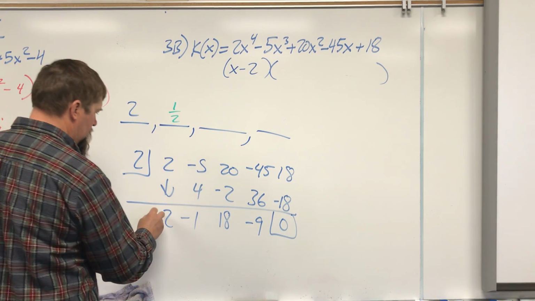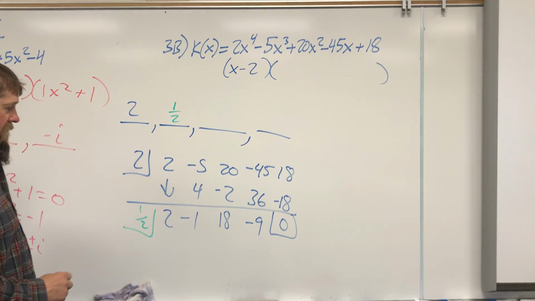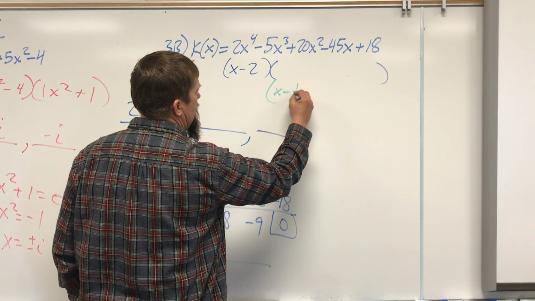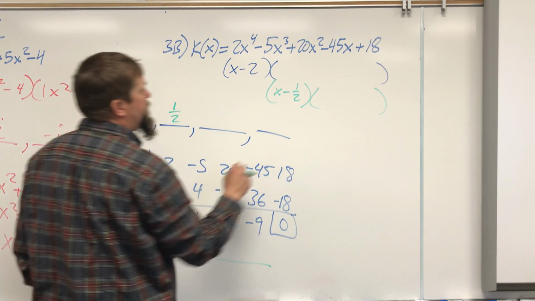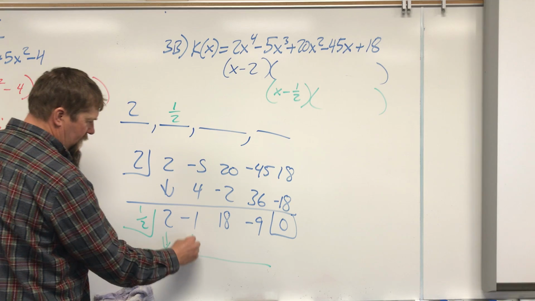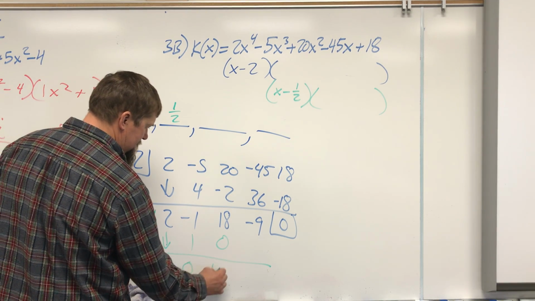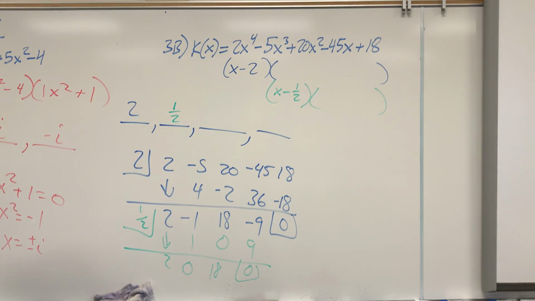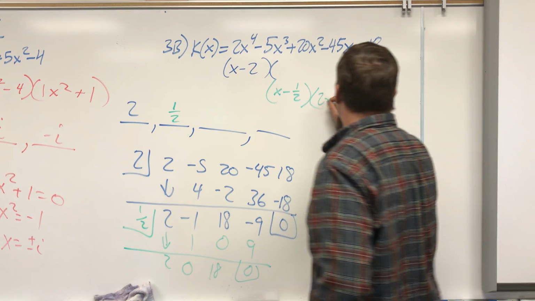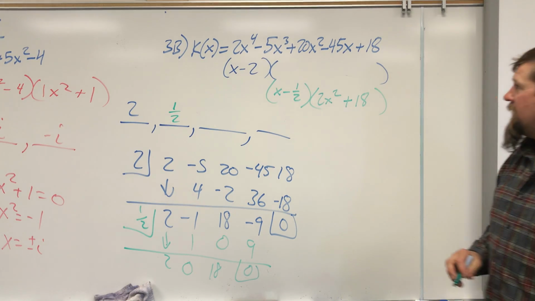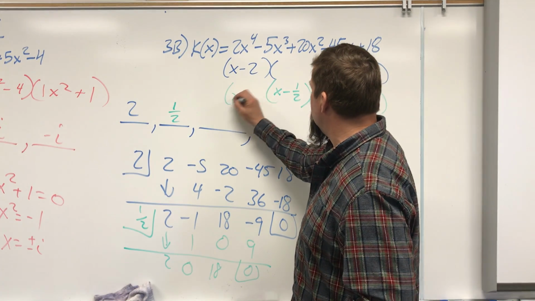or 1/2, I can go ahead and do synthetic division right here. So basically I'm taking an x minus 1/2 out. So I drop the 2, multiply 1, 0, 0, 18, half of 18 is 9. Sure enough, that's a 0. So that leaves me with 2x squared plus 18 as my other factor. Now don't forget the x minus 2 is still out here.